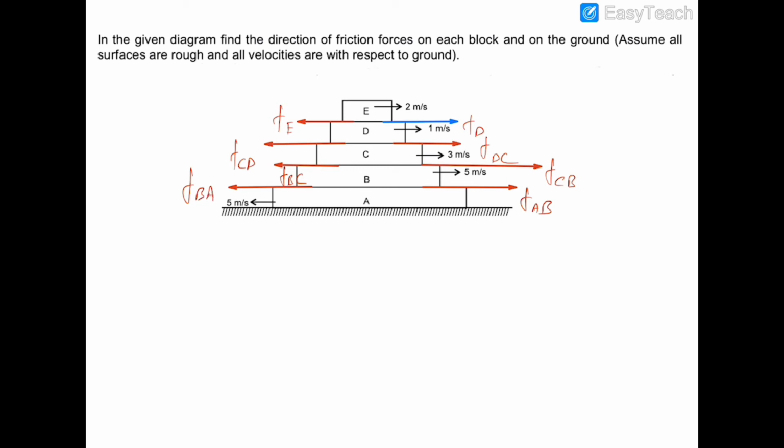So you just need to find out the direction of relative velocity between two blocks, and if a block is relatively moving in forward direction, then friction will oppose its motion and friction will act on that block in reverse direction. So that's it. This was the question which is based on the calculation of the direction of friction.